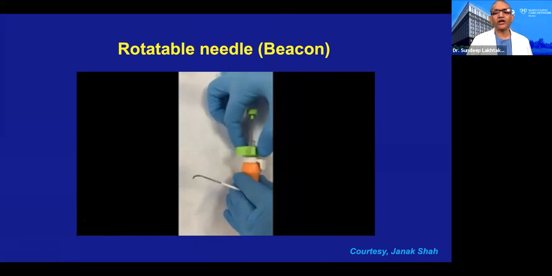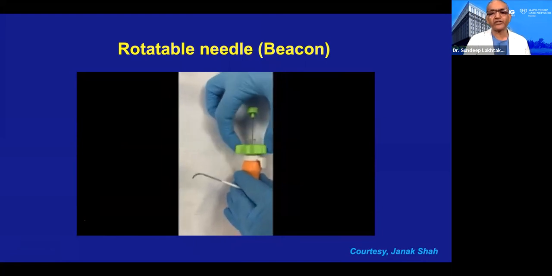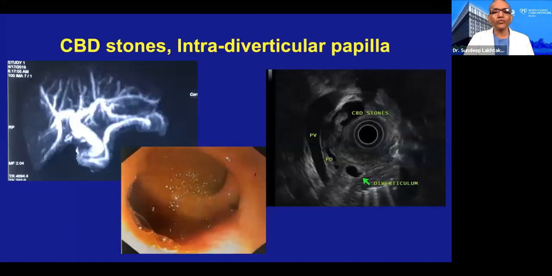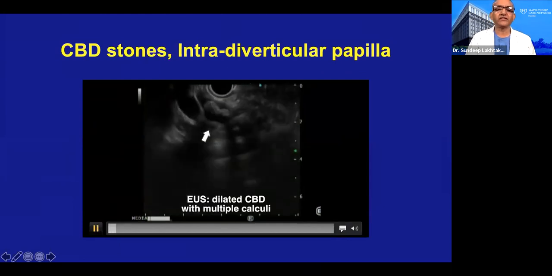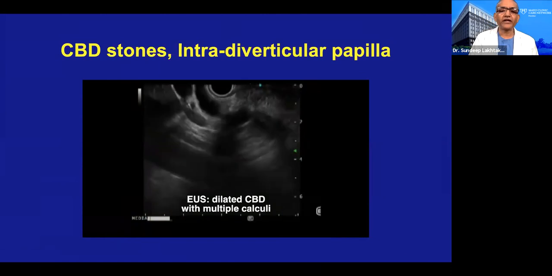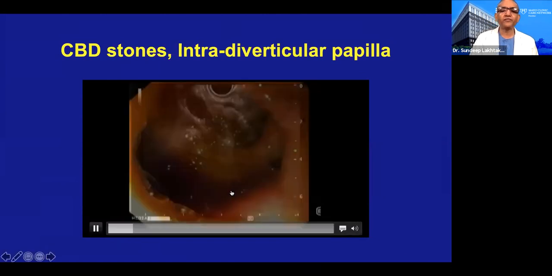And this allows rendezvous procedures to be performed, which is required in benign indications of EUS interventions and sometimes even in malignant indications. So we had our experience with a patient like this. It's a diverticulum with the papilla just not visible. And he had stones, as you can see on the MRCP, where the diverticulum is here, the PD is here, and the stones I can see stacked over here. So we did an EUS guided rendezvous using this device, the rotatable needle. So the bile duct is dilated with the stones visible.